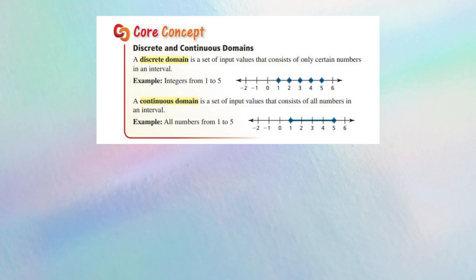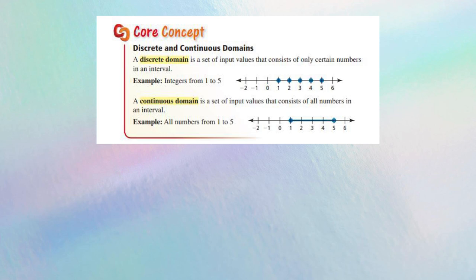Who can read what discrete means? Go, Harmony. Interval, right? So the example is integers from 1 to 5. And all those points are what? They're just points, right? Number 1 is graphed. Number 2 is graphed. 3 is graphed. 4 and 5. Are they all connected?